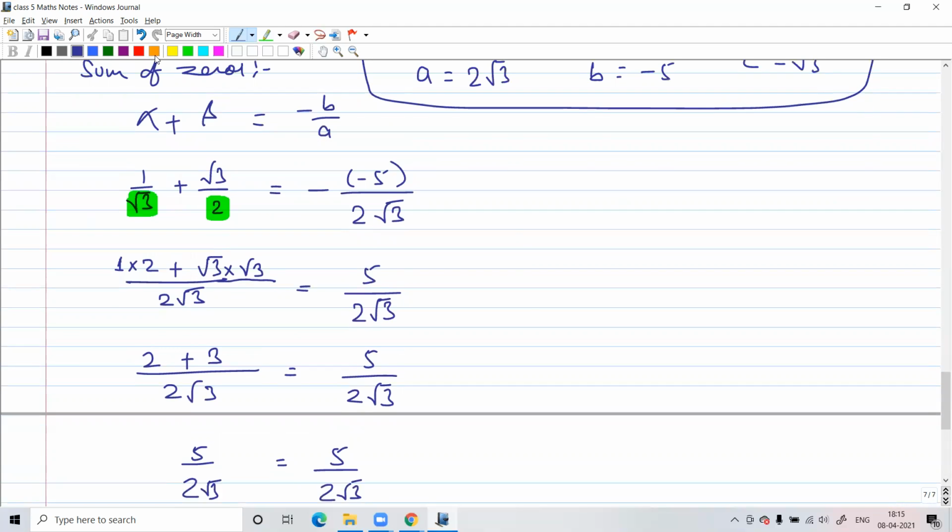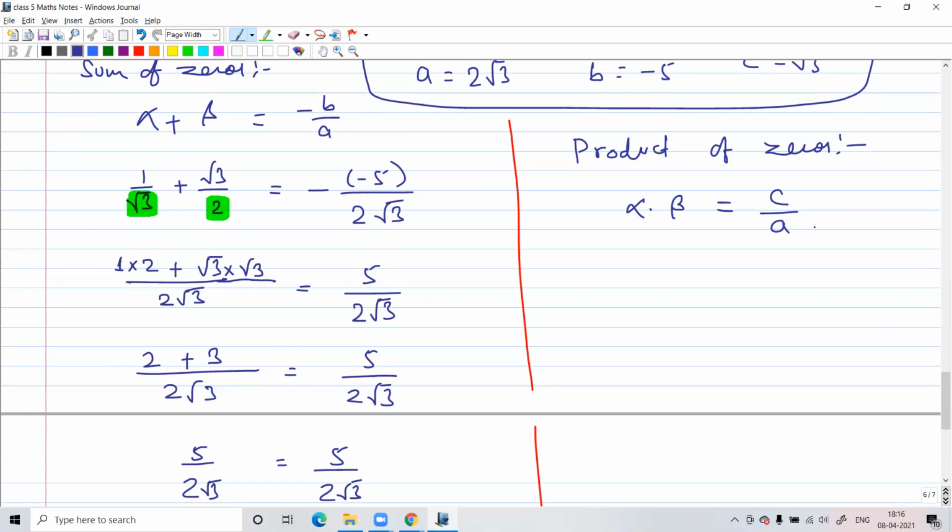Okay, so I'm just going to draw a line. Let me do the product of zeros test over here. So alpha into beta, how much should it be equal to? Tanushri, alpha into beta, what is the formula? It should be equal to what? Like alpha plus beta is minus b by a, no? Same way alpha beta is equal to C by A, sir. Yes, good. Alpha into beta should be equal to C by A.